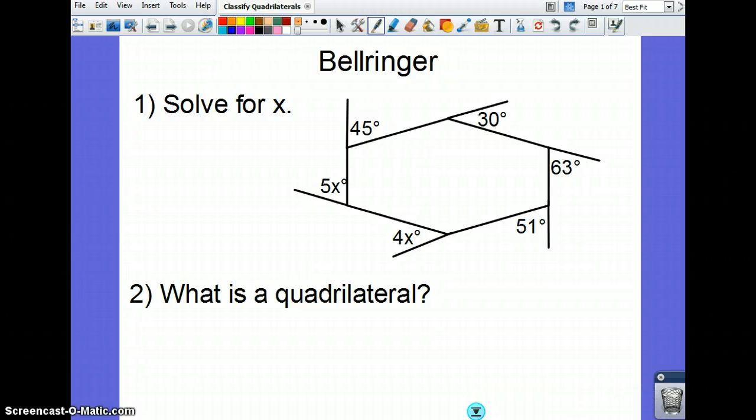The goal is to classify some quadrilaterals. First, some review from yesterday. We've learned that whenever we have the exterior angles of any polygon, they always sum up to 360.